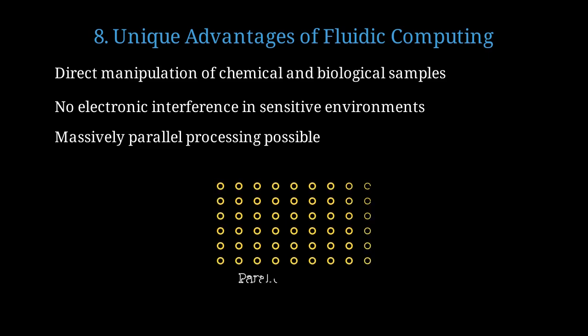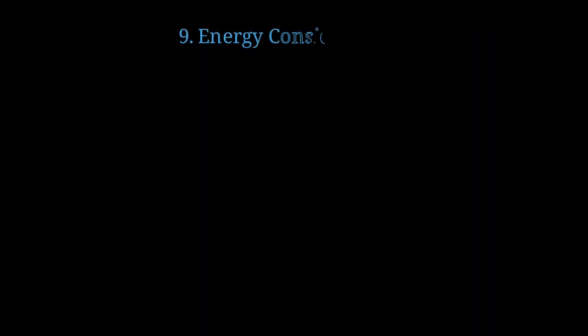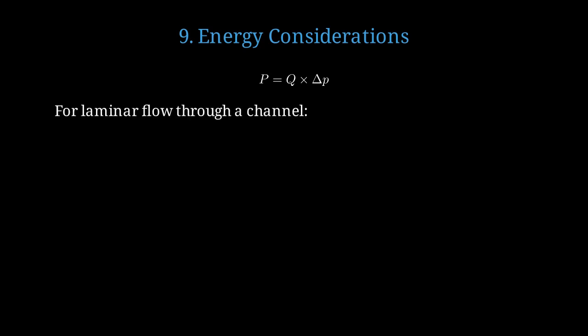Here's a representation of parallel processing, where many droplets are manipulated simultaneously across different channels on the same chip. Let's analyze the energy requirements for moving droplets through microfluidic systems. Power P equals flow rate Q times pressure drop delta P. For laminar flow through a rectangular microchannel, we can use the Hagen-Poiseuille equation.